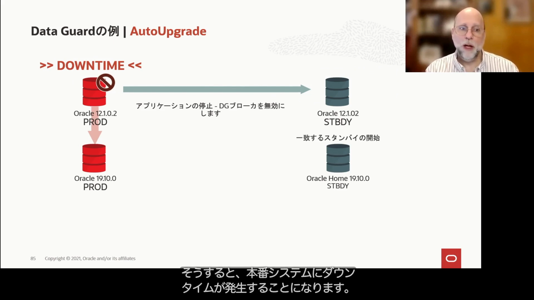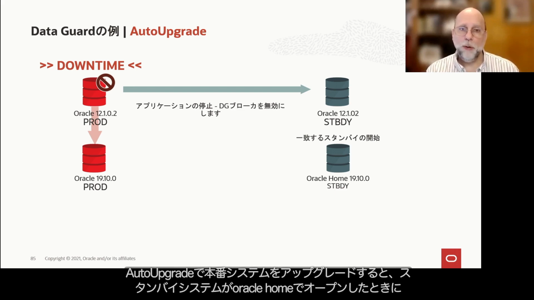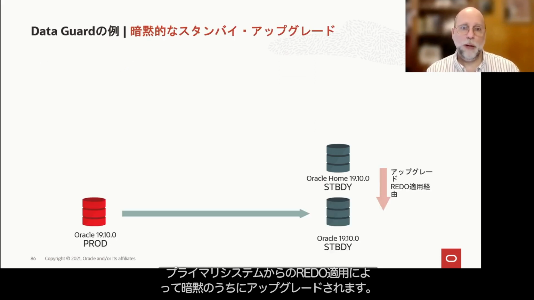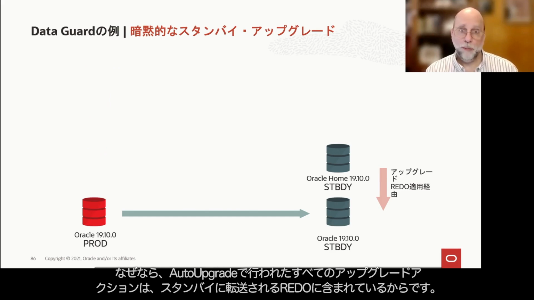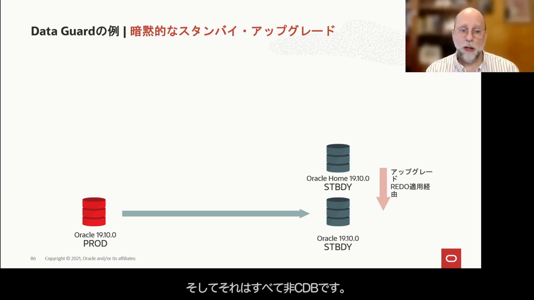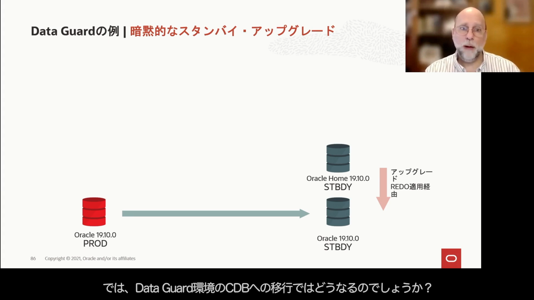And what would happen is you would get downtime on your production system. You would upgrade that with AutoUpgrade, and then your standby, once it's opened in the Oracle home, will be implicitly upgraded by the redo apply from your primary. Because all of those upgrade actions that took place with AutoUpgrade are going to be contained in the redo that gets shipped to your standby. So it will now be a block identical copy of your 19c database. Now that's all non-CDB. So how does this play in the move to a CDB in a Data Guard environment?